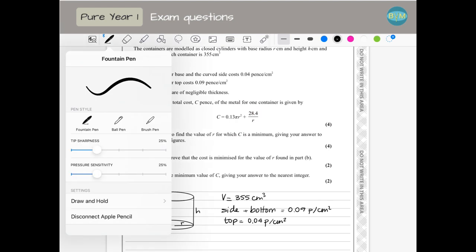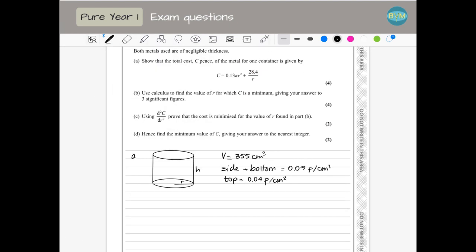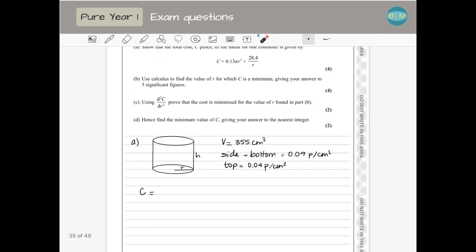So if we try to work out the cost in general, the cost is going to be the area of side and bottom times this value, plus the area of the top times this value. So we will have something like 0.09 times the area of the bottom, pi r squared. The area of the side is 2 pi r h, so the rectangle, and the top is going to be 0.04 pi r squared. So you can see that the cost depends on two variables, r and h.